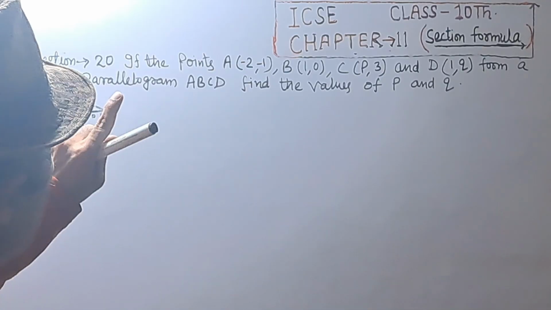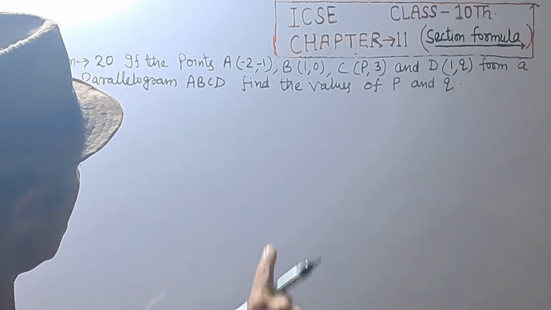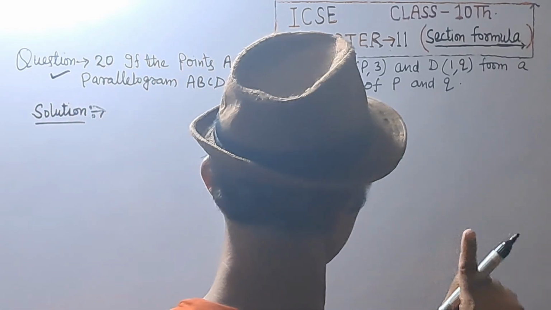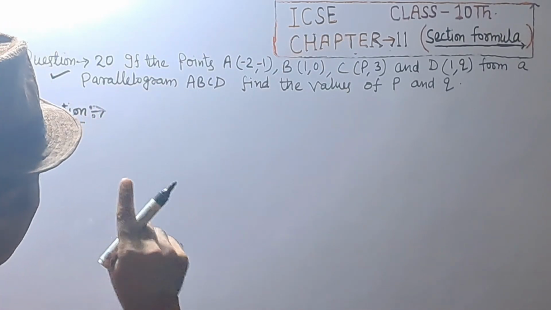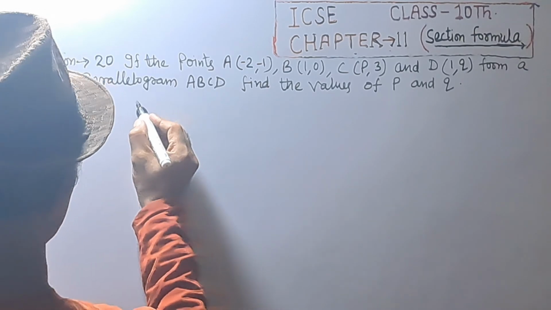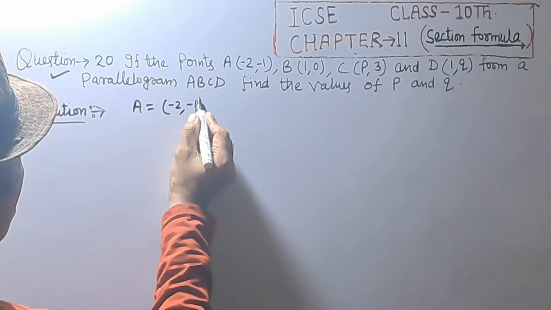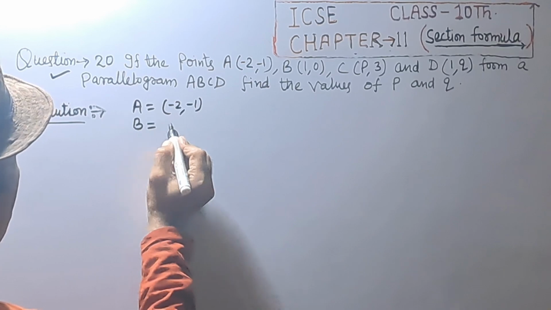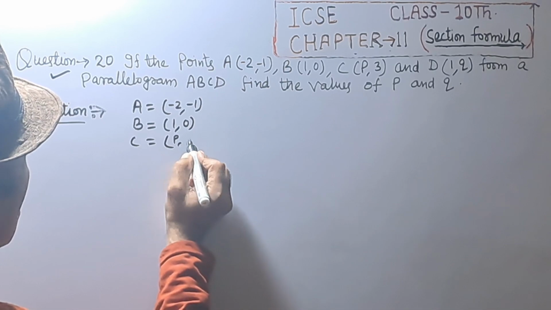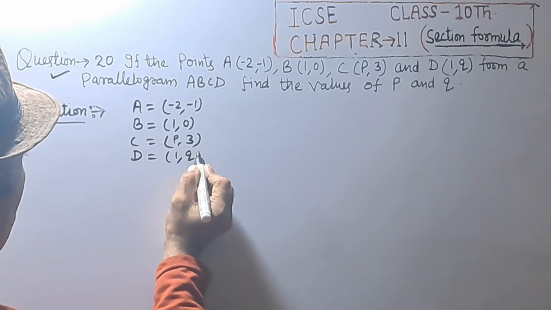Question number 20. If the points A(-2, -1), B(1, 0), C(p, 3) and D(1, q) form a parallelogram ABCD, find the values of p and q. A is equal to (-2, -1), B is equal to (1, 0), C is equal to (p, 3) and D is equal to (1, q).